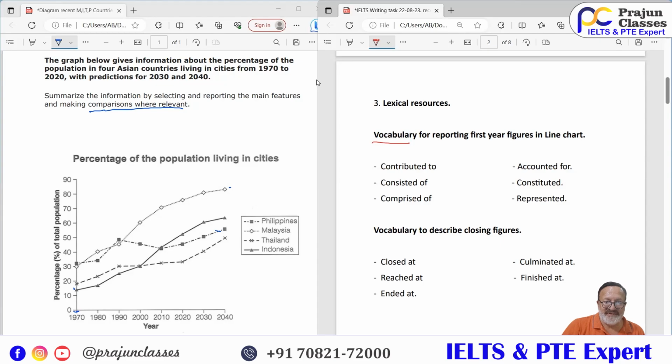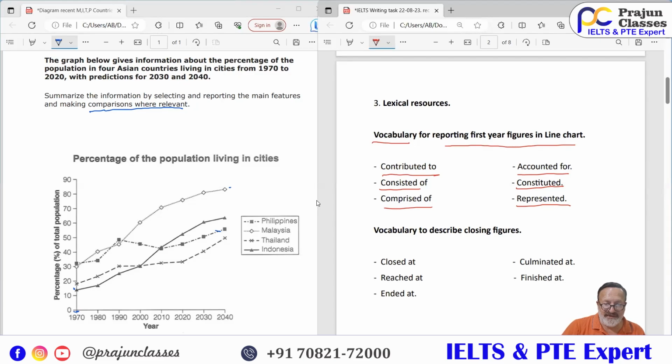So now I have given you separate vocabulary for reporting first year figures. When you want to report the first year figures, you will see that in the writing that I have done for this chart: contributed to, consisted of, comprised of, accounted for, constituted, represented. So six of them are there. If you can write three or four of them, write one for a particular thing and then write another one. This will give you marks in vocabulary.